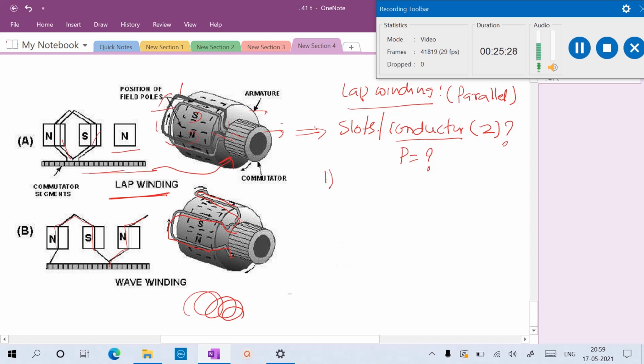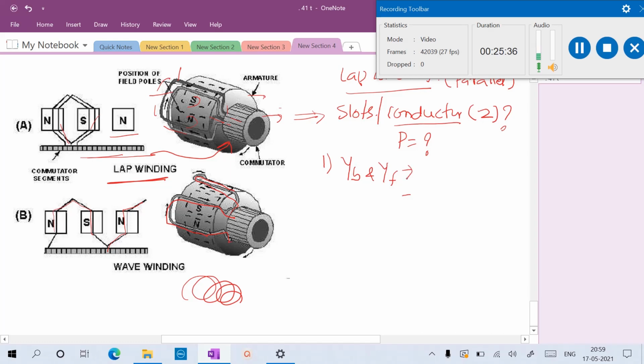Now, the first point you have to remember: the back pitch and front pitch must be odd and of opposite sign. At the same time, the difference between YB and YF should be 2 or a multiple of 2. That is the first point: back pitch and front pitch always odd and of opposite sign, with a difference of 2 or a multiple of 2.